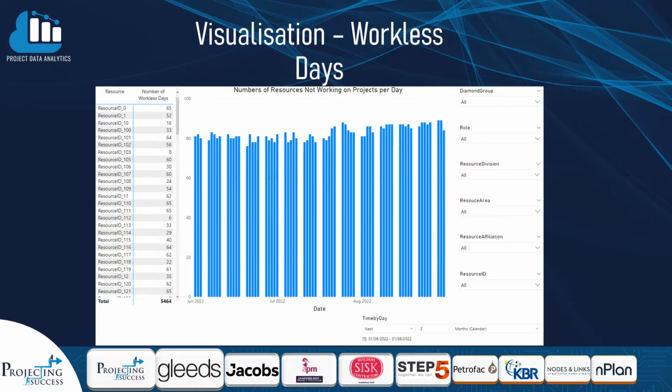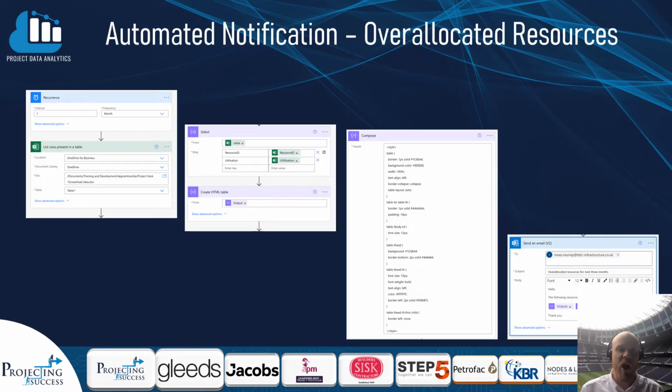Through discussions with the challenge owner, it was identified that a manual process for identifying overallocated resources and resources with zero allocation was in place. Using Power Automate, we have put in place an automated process for emailing the resource manager with a list of overallocated resources. This is a significantly more efficient process than the current manual process.